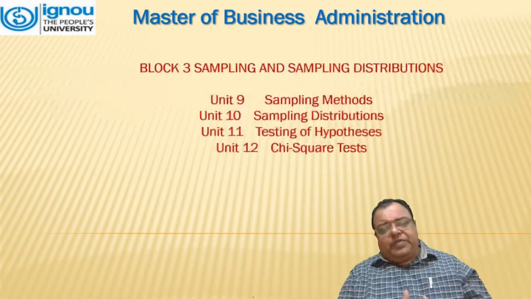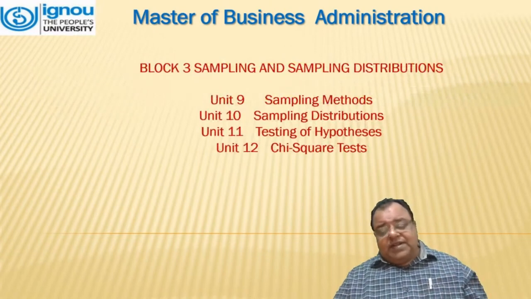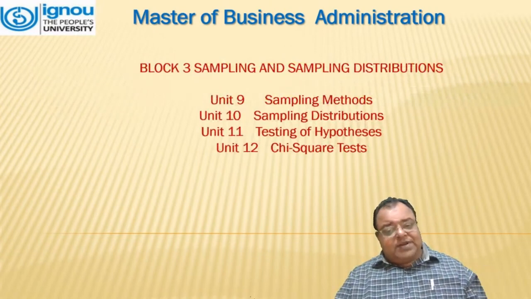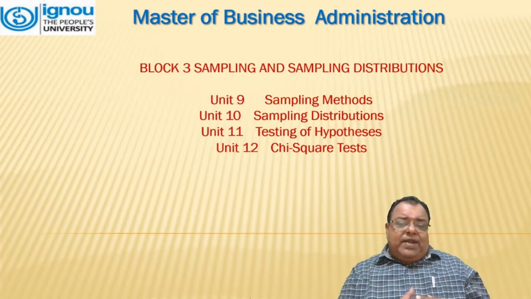Now, we move to block 3, that is sampling and sampling distribution, which consists of 4 units: sampling methods, sampling distribution, testing of hypothesis, and chi-square practice. We will be starting with sampling methods.